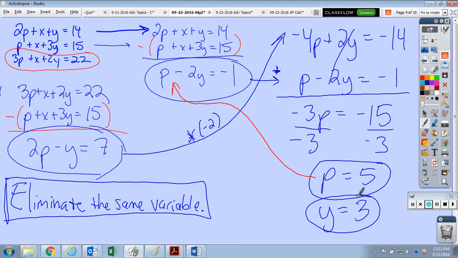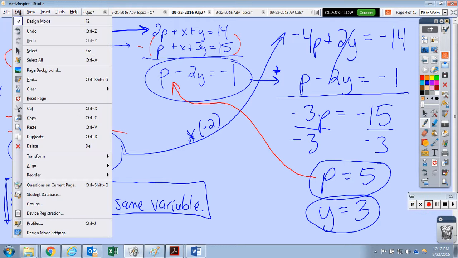And then once you reach this point, you just plug it into any one of the original equations. And again, as in the previous scenario, it shouldn't matter which one you plug it into. You should get the same value for x no matter which one you plug it into.